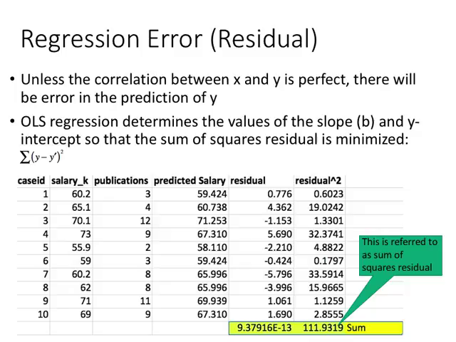In a little bit, we'll see that we also have a thing called sums of squares regression. And then we just saw sums of squares total, right? Sums of squares total was the 313 that we had in the previous page. That's sums of squares total. This is sums of squares residual. And then we're going to see sums of squares regression here in a little bit.